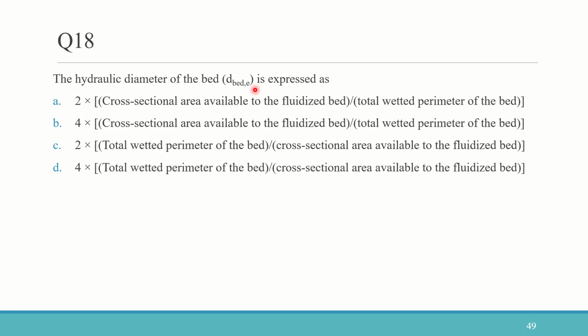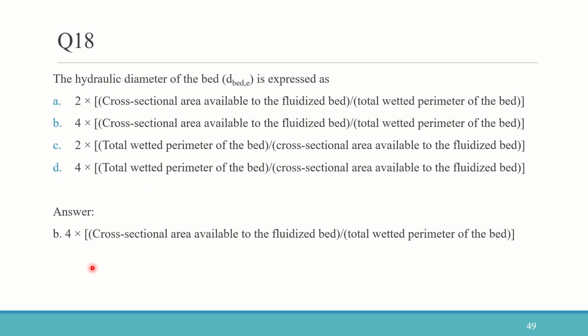First thing, here we can easily rule out two options. The last two options can be easily ruled out, because unit-wise, it is perimeter divided by cross-sectional area. Perimeter has the unit of meters and it is divided by meter squared, so the unit we get is 1 by meter. On that basis we can rule out options C and D. But for options A and B we need to know the coefficient. So it is 4 into cross-sectional area available to the bed divided by total wetted perimeter of the bed. So the answer to this question is option B.